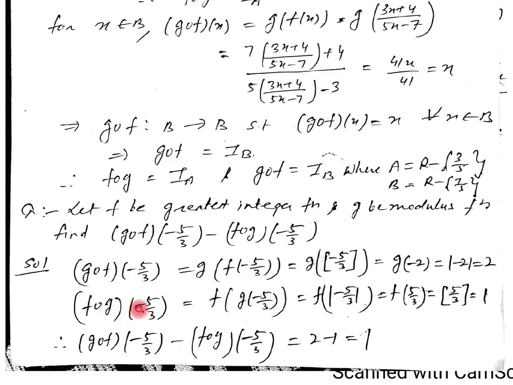Similarly, f composition g of minus 5 by 3 can be written as f of g of minus 5 by 3. Then again f of modulus of minus 5 by 3, because it is the modulus function. Modulus of minus 5 by 3 is 5 by 3. Now f of 5 by 3 is the greatest integer function of 5 by 3. It lies between 1 and 2, and therefore its greatest integer will be equal to 1. Now we know the value of this and the value of this also. Putting their values and simplifying, we are getting 2 minus 1 equal to 1, the value of this given expression.